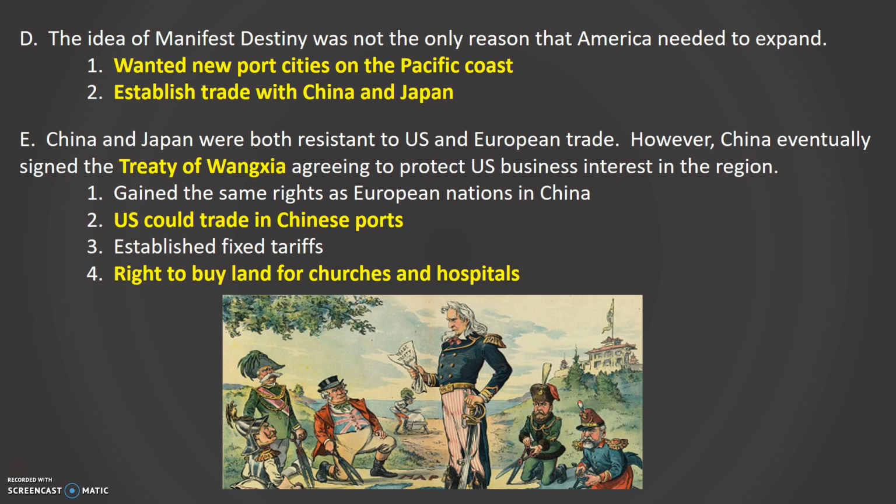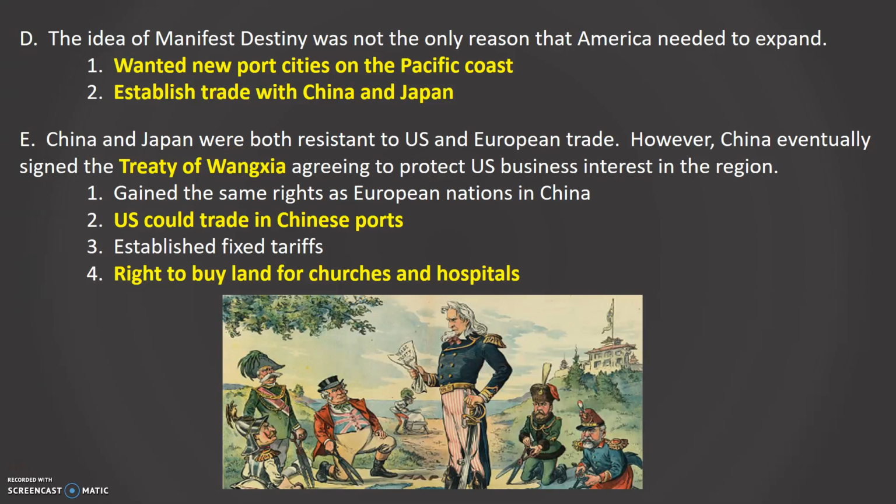So we want to expand new port cities in the Pacific Coast and also establish trade with China and Japan, which obviously would be much easier to do if we're doing it from the West Coast than the East Coast. China and Japan have been resistant about U.S. trade and also European trade. When you get to next year in World Cultures, you'll talk about how both of these countries are going to shut the United States out and all European countries out for about 100 years. But eventually, they're going to be signing the Treaty of Wangxia, which is going to agree to protect U.S. business interests in the region.